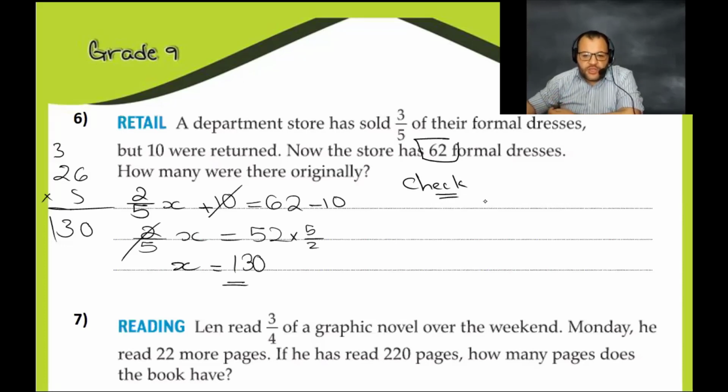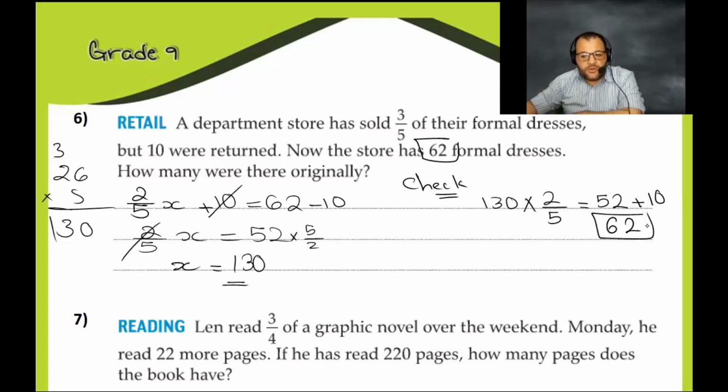So if I have the total number of pieces was 130, how many pieces are left? 2/5 of the pieces. Yes, 2/5 of the pieces are left at the store. So it will be 52, if you just multiply them, you will find that the answer is 52. Then 10 pieces returned back, so it will be 62.